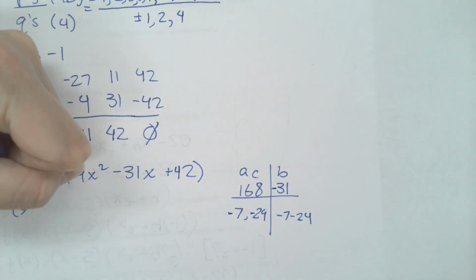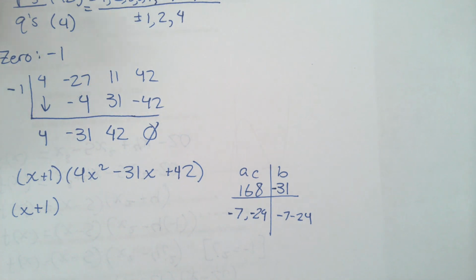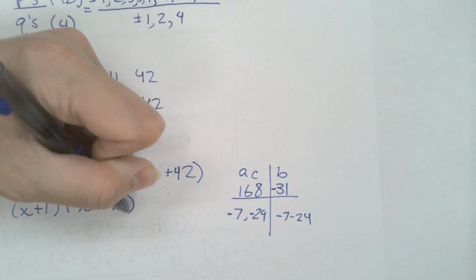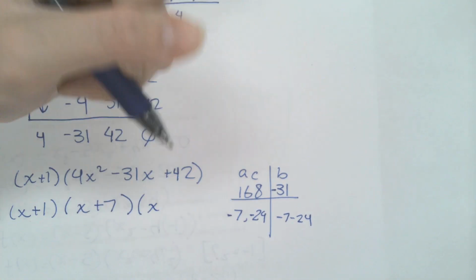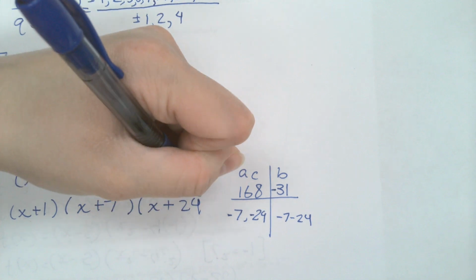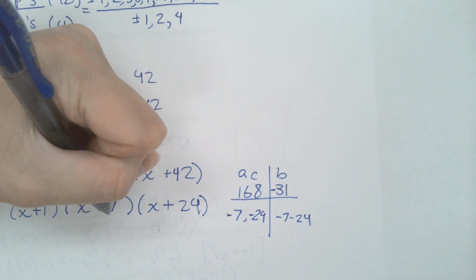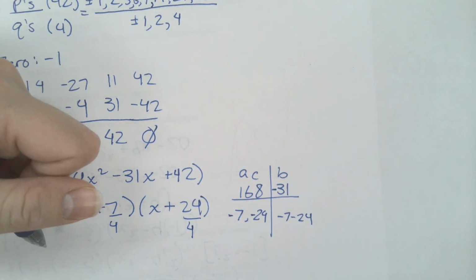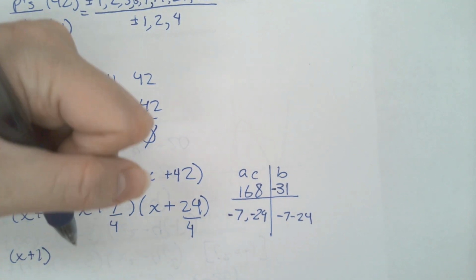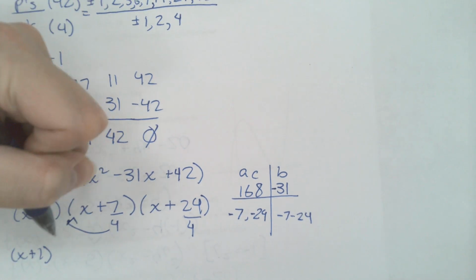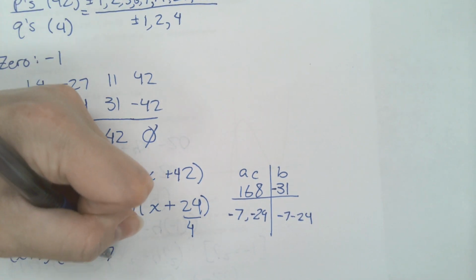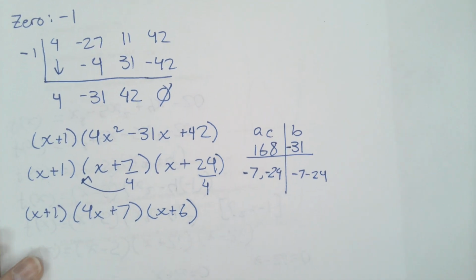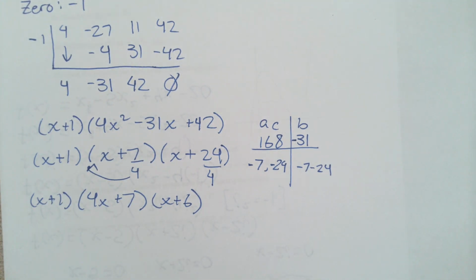So I'm going to just bring this down as I go. We have x plus 7 and x plus 24. And then we divide by the a, so we divide by 4. And then x plus 1. This one we can't simplify, so we'll slide it. So we'll have 4x plus 7. This one we can divide, so we have x plus 6. And then that is fully factored.